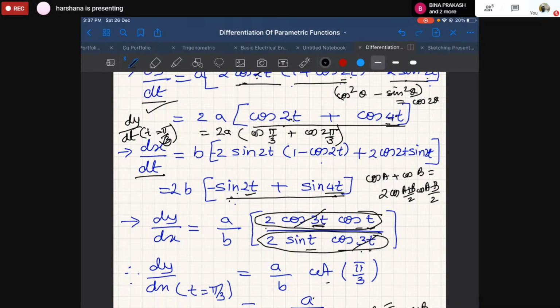Now what is its value? This comes out to be 2a. This is what I am trying to tell you. Please be very careful about this. Do not substitute the value in this expression of dy on dt or dx on dt. Here we get cos pi on 3 happens to be 1 on 2, whereas cos 2 pi on 3 happens to be minus 1 on 2. So this gets cancelled and we get a 0.